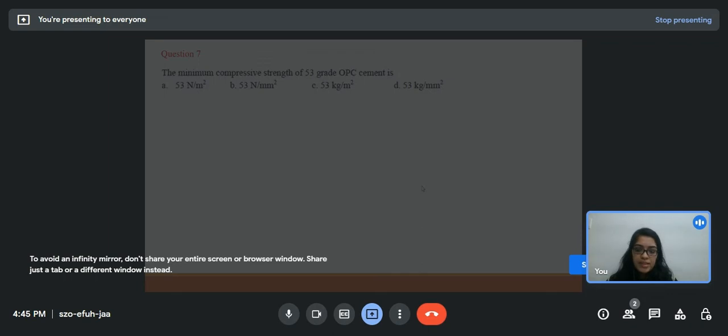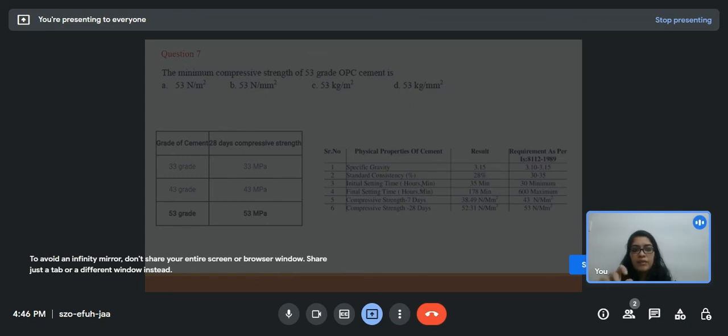Now we'll move on to question number 7: the minimum compressive strength of 53 grade OPC cement is. OPC is nothing but ordinary Portland cement. So the minimum compressive strength of a 53 grade OPC cement will be 53 MPa, that is 53 Newton per mm square. As per the code, the minimum 28 days compressive strength of a 53 grade OPC cement should be 53 Newton per mm square, or 53 MPa. The correct answer is option B, 53 Newton per mm square.